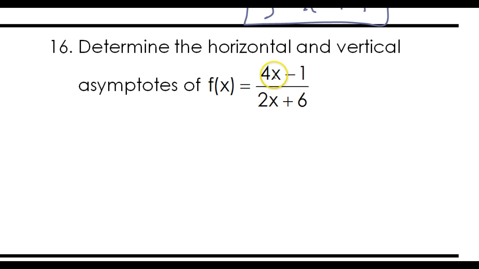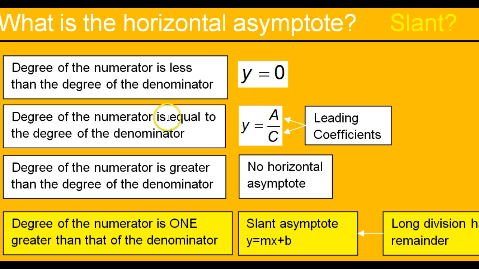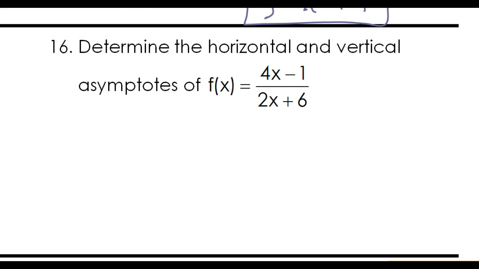So this is a plain x and this is a plain x. So that's both degree 1. So since the degrees are the same, that means we're in the situation where the horizontal asymptote will be a over c, leading coefficients. So I'm talking about 4 over 2 here.